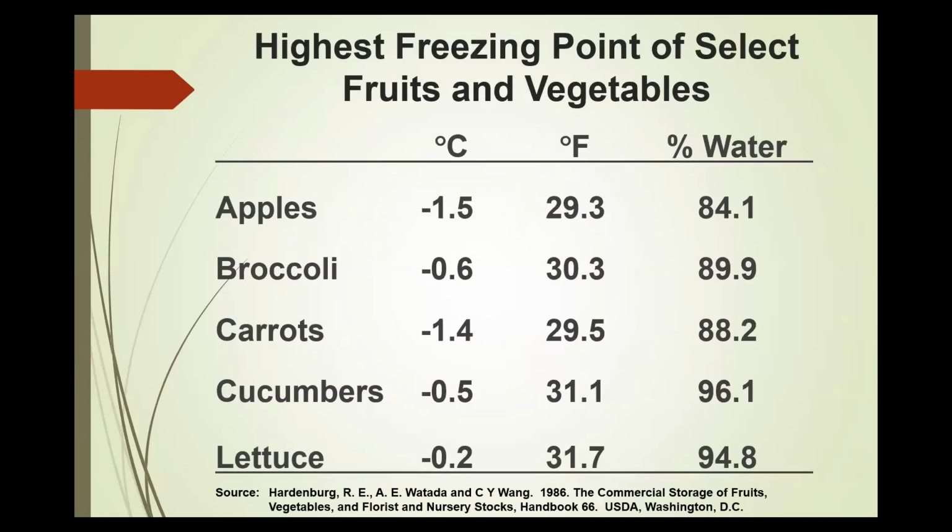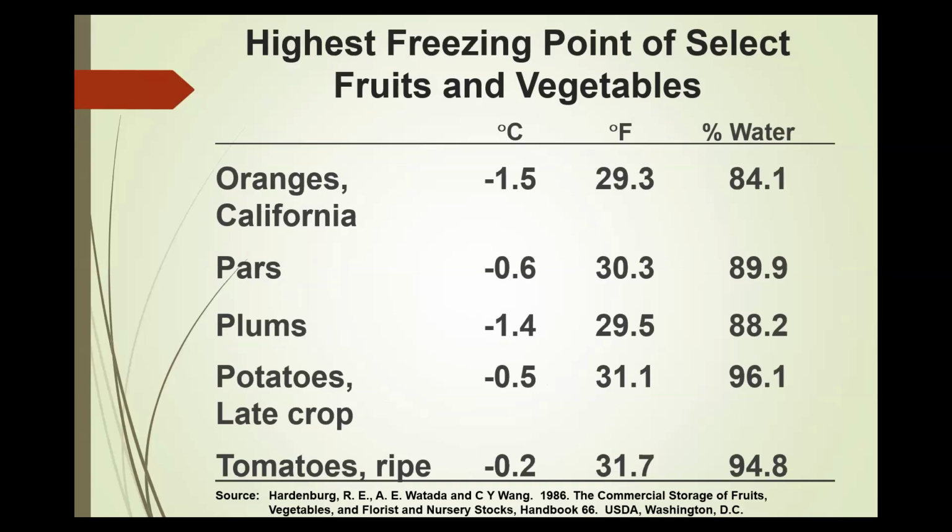Here's a table showing the freezing points of select fruits and vegetables. You'll notice that for apples, which are only about 84% water, the freezing point is relatively low, 29.3 degrees Fahrenheit. When you look at lettuce, which is almost 95% water, the freezing point is 31.7 degrees Fahrenheit. Again, in general, the higher the soluble solids content of a commodity, the lower its freezing point.